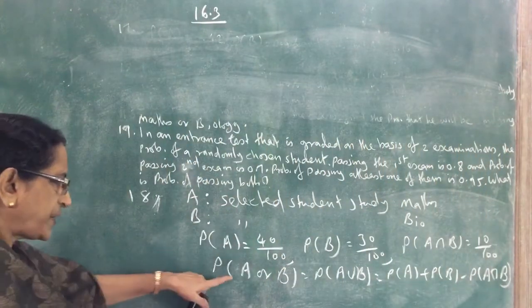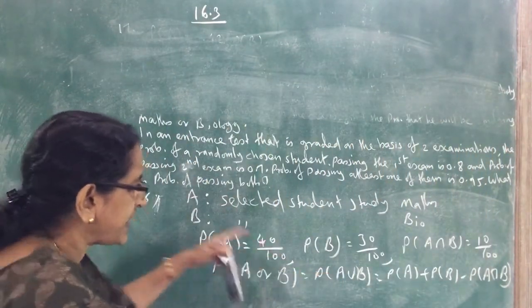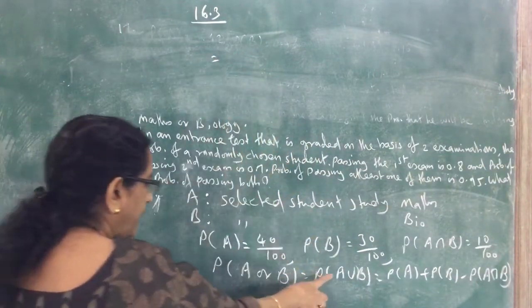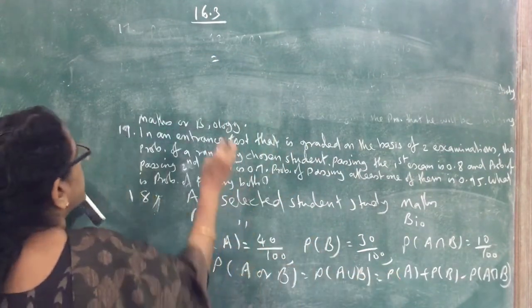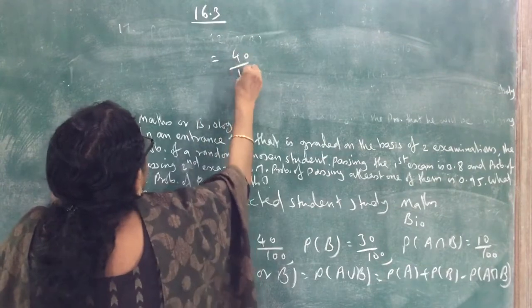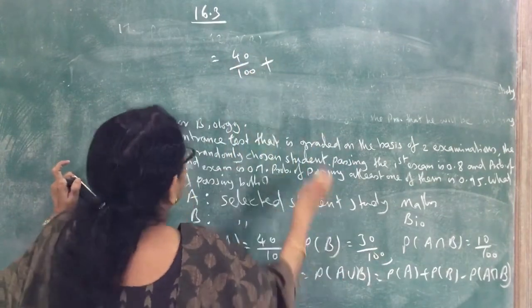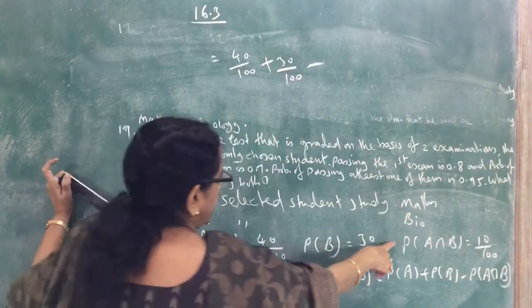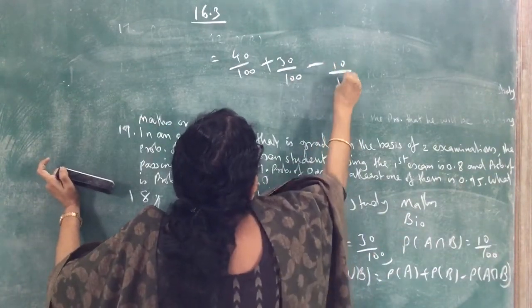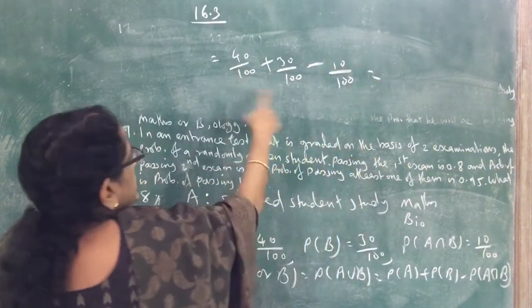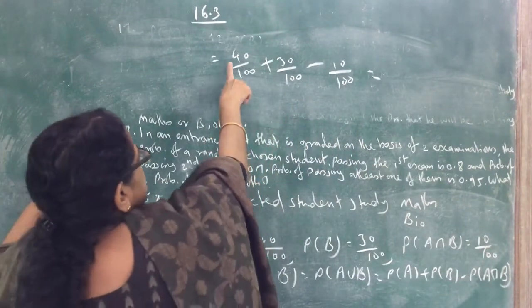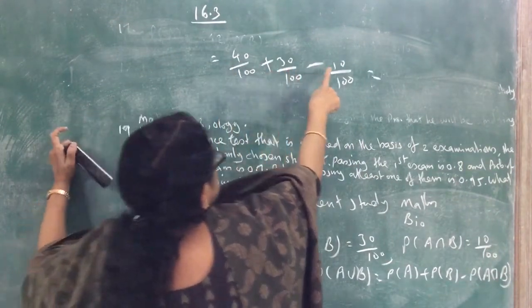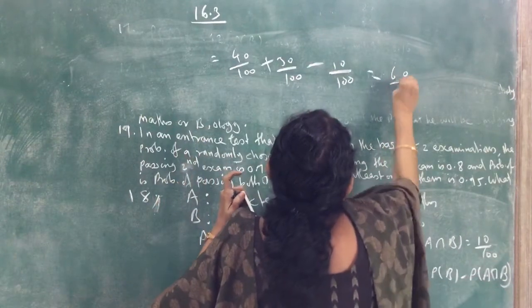So we want to find probability of A or B. That is equal to probability of A plus probability of B minus probability of A intersection B. Probability of A is 40 by 100, plus probability of B, 30 by 100, minus probability of A intersection B, that is 10 by 100. The denominator is the same, so 40 plus 30 is 70, 70 minus 10 is 60. 60 by 100.